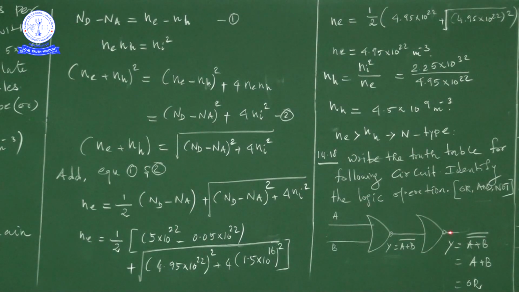So you already know when two complements are there, they will cancel each other. These two complements will cancel. Then Y is equal to A plus B. So Y is equal to A plus B means it is the OR gate. So we say it is the OR gate. So you can identify it is an OR gate, not AND gate, not NOT gate. So see the diagram.